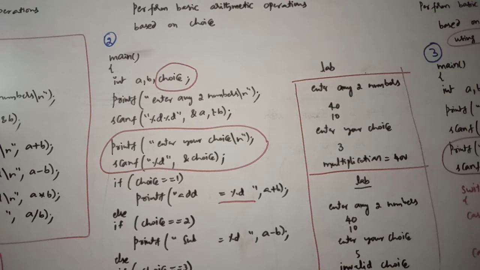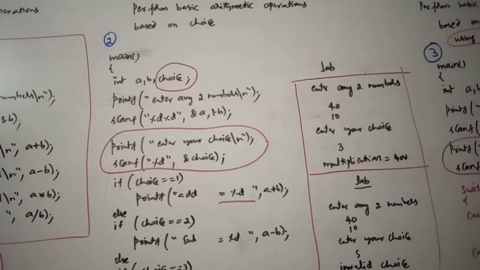Enter any two numbers, 40, 10. Enter your choice. If your choice is 1, A plus B. If your choice is 2, A minus B. If your choice is 3, A multiplied by B. If your choice is 4, A by B. If your choice is other than 1, 2, 3, 4, invalid choice.